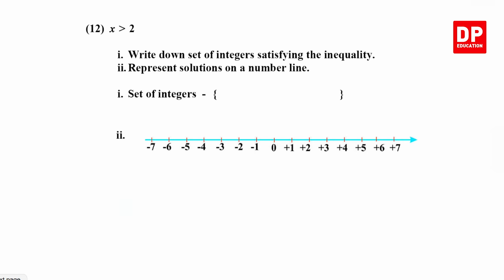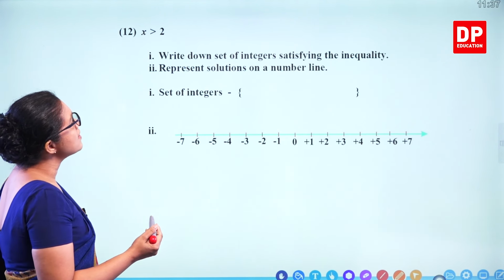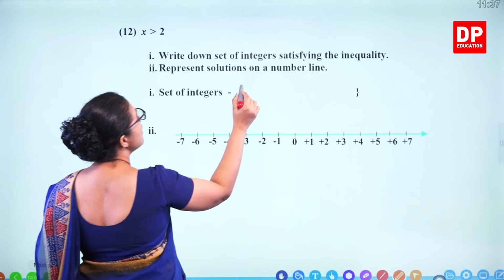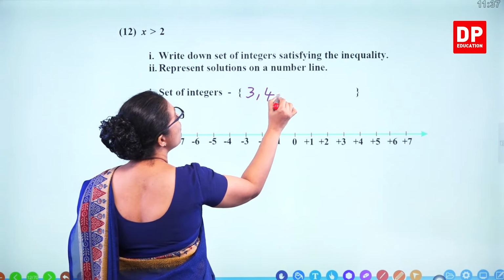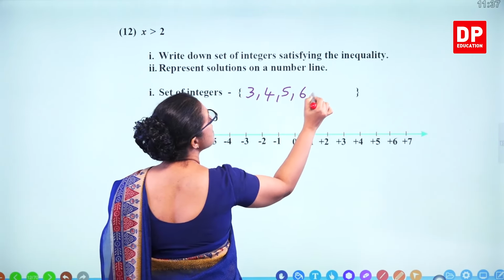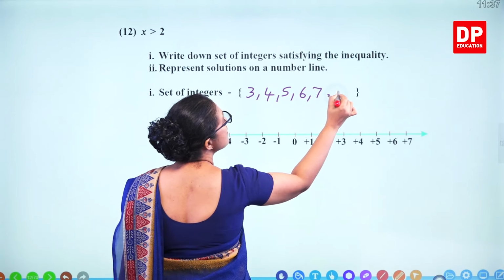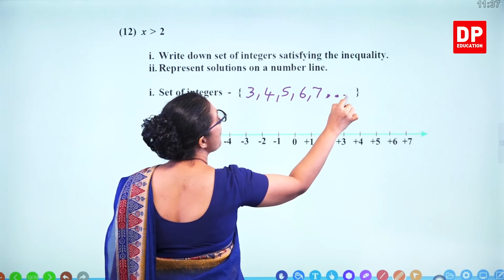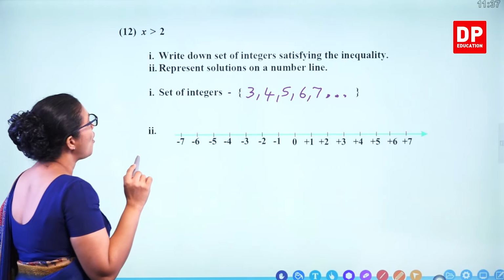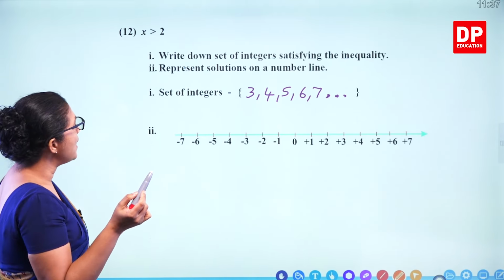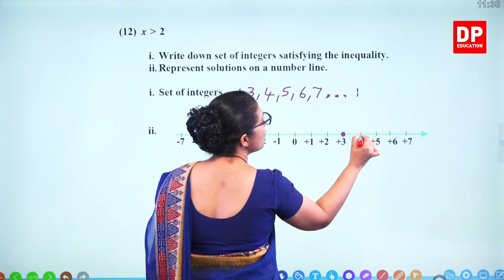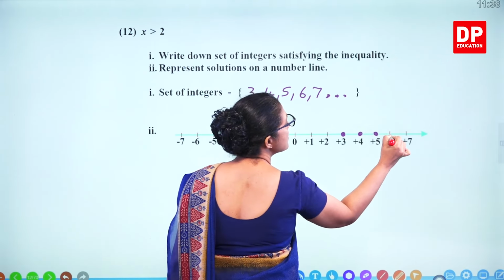x greater than 2. Write down the set of integers satisfying the inequality. What are the numbers? 2 is not included. 3, 4, 5, 6, 7 like that. So it's continuing. Any number above that. So how do we represent it on a number line? 3, 4, 5, 6, 7.